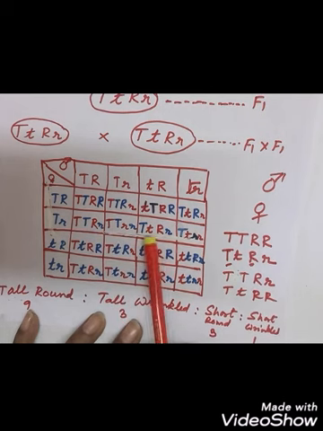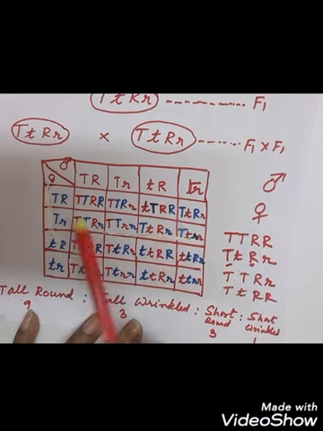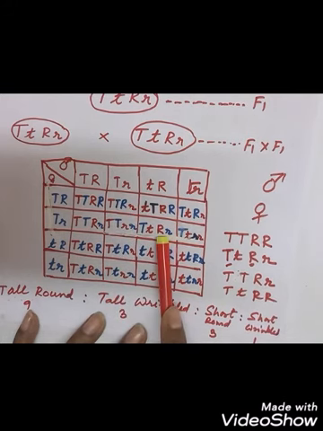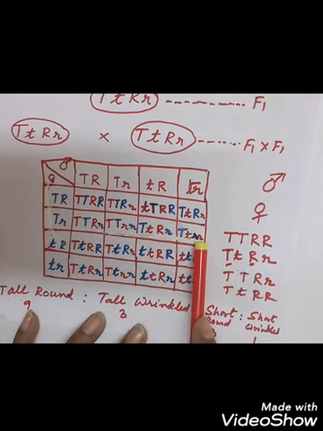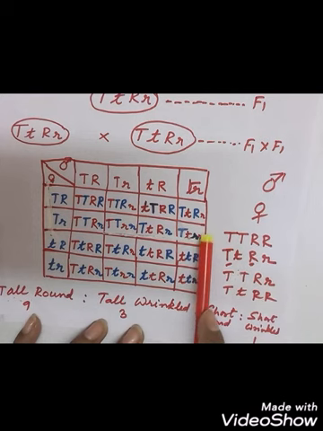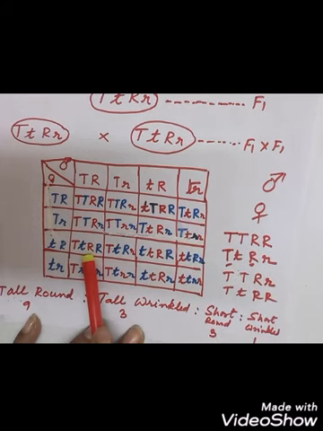So here capital T, capital R, small r. This is tall round. So 1, 2, 3, 4, 5, 6 we got. Capital T, small r is not tall round because this is recessive. Capital T, small t, capital R, tall round. We got how many? 1, 2, 3, 4, 5, 6, 7.